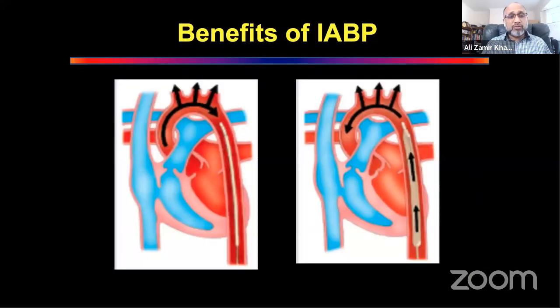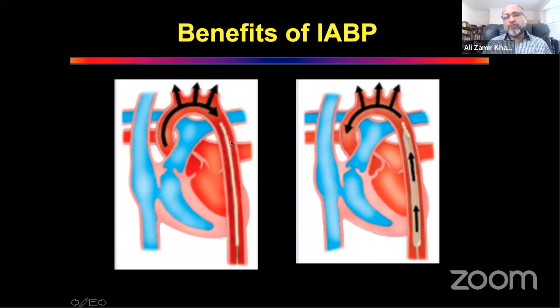Now, this concept, this picture I have brought in, slightly blurry picture, but it's a very important picture to understand the benefits of an IABP. So first and foremost, this is normal flow. This is systole, okay? The first picture is systole. The second picture is diastole. So in systole, the balloon is deflated, okay? So normal pressures are going. So when the heart contracts, there is the blood coming out, blood going here and there.